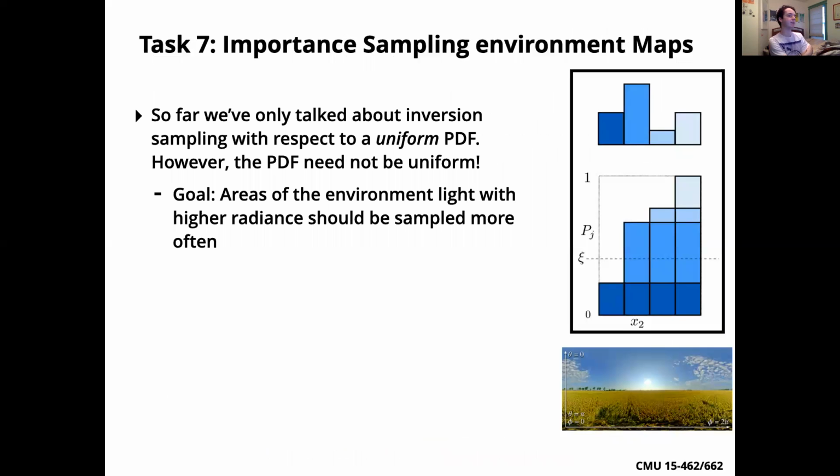So for part two of task 7, we're going to need to use inversion sampling to implement importance sampling. The basic idea here is we want to generate samples of this environment map that tend to be in areas of higher intensity. So we would want to generate more samples, presumably around the middle of the image and around the top of the image, the sky, which would have a higher radiance than the rest of the scene. So again, broadly, areas in the environment light with higher radiance should be sampled more often.